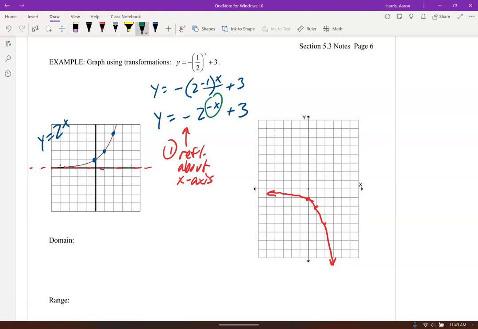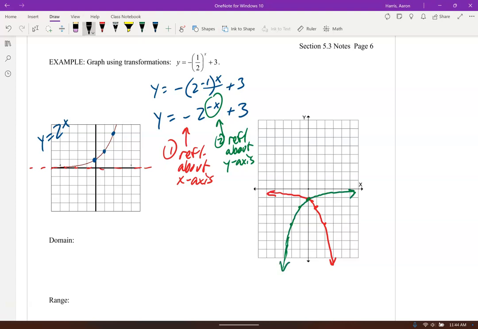Now, number 2, let's reflect it about the y-axis. So now 0, 1 stays there, but 1, negative 2 will become negative 1, 2. 2, 4 will be negative 2, negative 4, because we're flipping it about the y-axis. So here it is in green. Now, that's the second transformation.